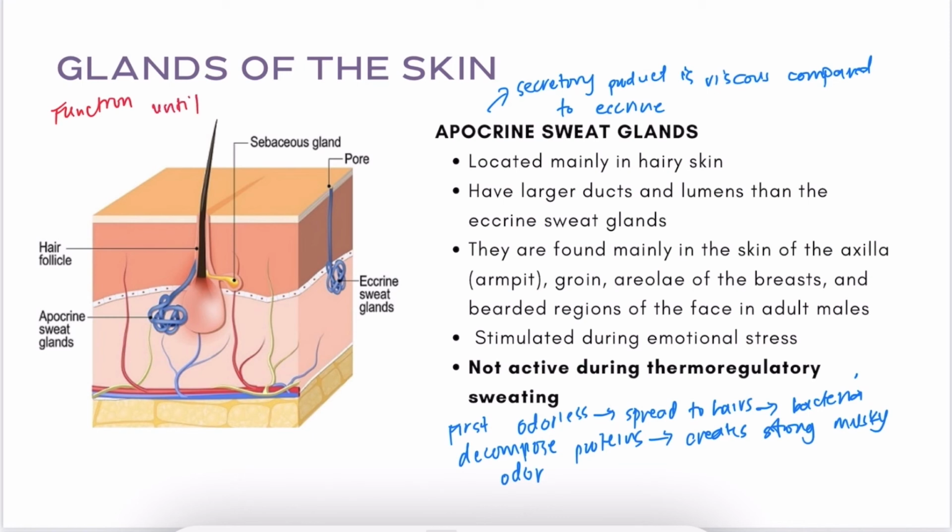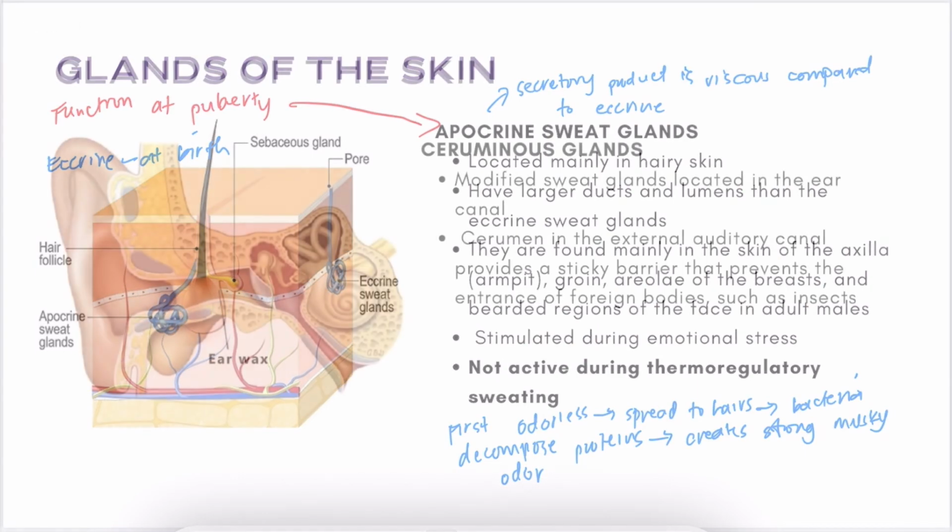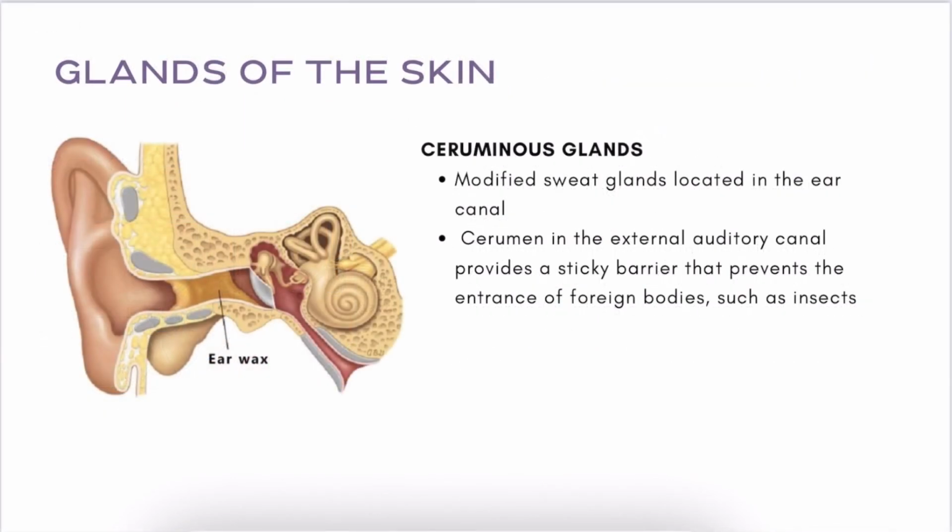Apocrine sweat glands are stimulated during emotional stress and sexual excitement, so these secretions are commonly known as a cold sweat. In contrast to eccrine sweat glands, apocrine sweat glands are not active during thermoregulatory sweating. Finally, we have ceruminous glands, which are modified sweat glands. So the combination of the secretion of ceruminous and sebaceous glands will be called cerumen or earwax, and cerumen will also waterproof the canal and will keep bacteria and fungi from entering.